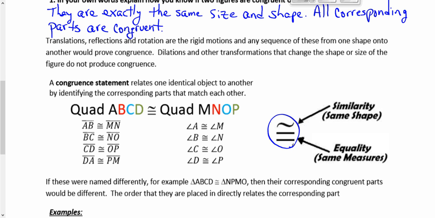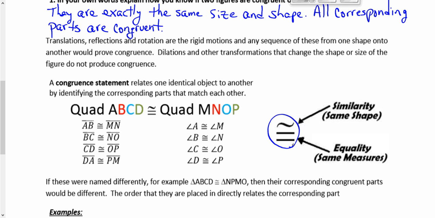So what you see here is, if they say quadrilateral ABCD is congruent to quadrilateral MNOP, they're both named in such a way that the corresponding parts line up in order. Does that make sense? So angle A in this one would correspond with what angle in the other one? M. Angle C would correspond with what? You get the idea. Now side BC would correspond with what?